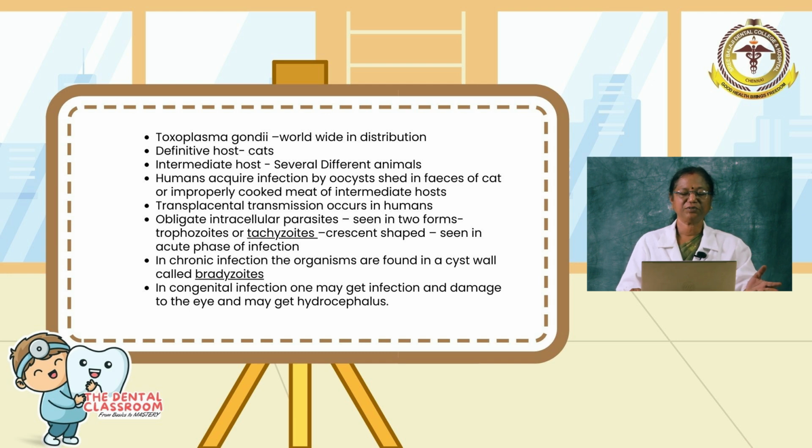In congenital infections, the child may get infected and damage is seen in the eye and may also involve the head, especially hydrocephalus, where the head swells. This is a very important pathogen which is screened in the TORCH panel, especially the pathogens that could be transmitted congenitally from the mother to the fetus. One of the important pathogens is this Toxoplasma gondii.